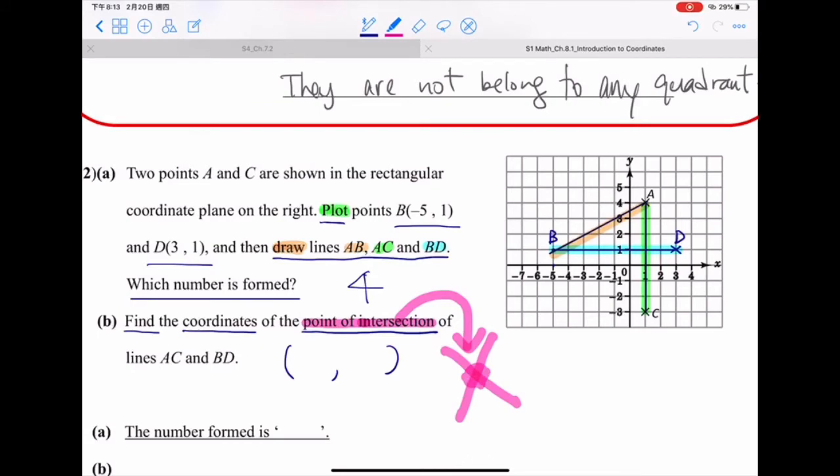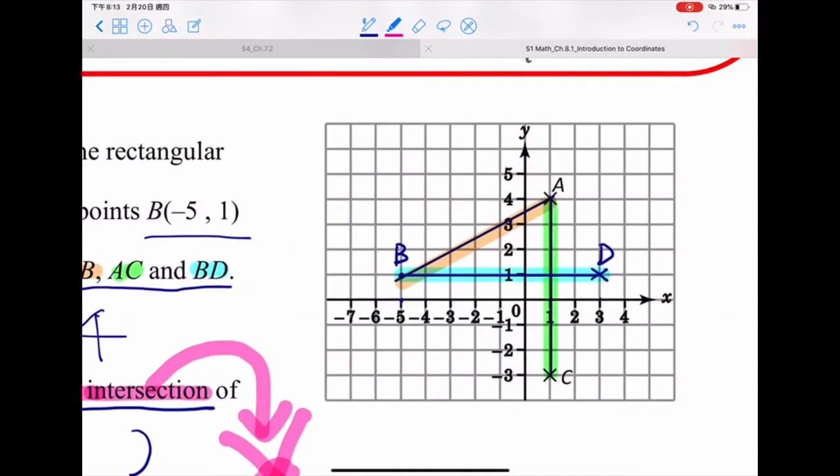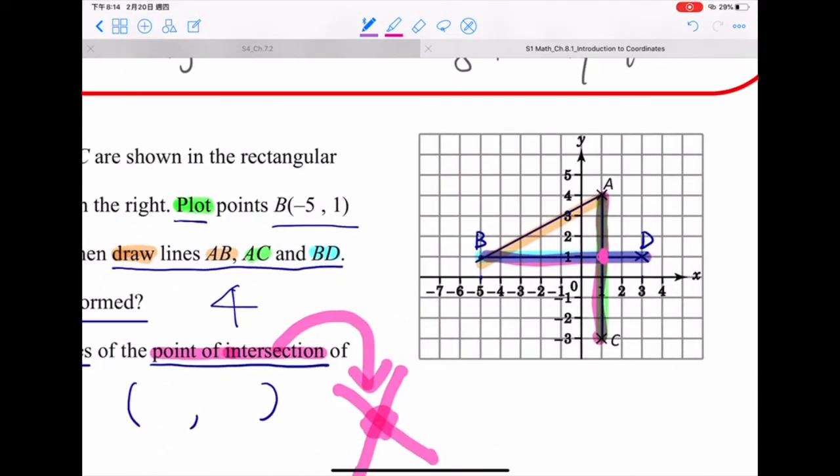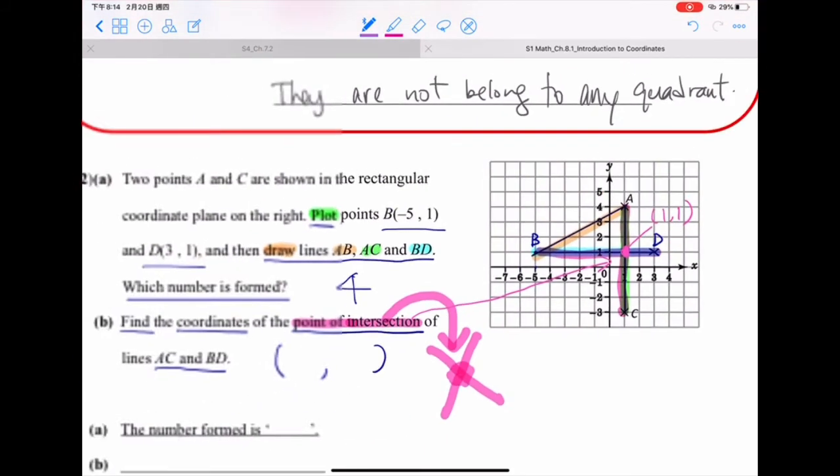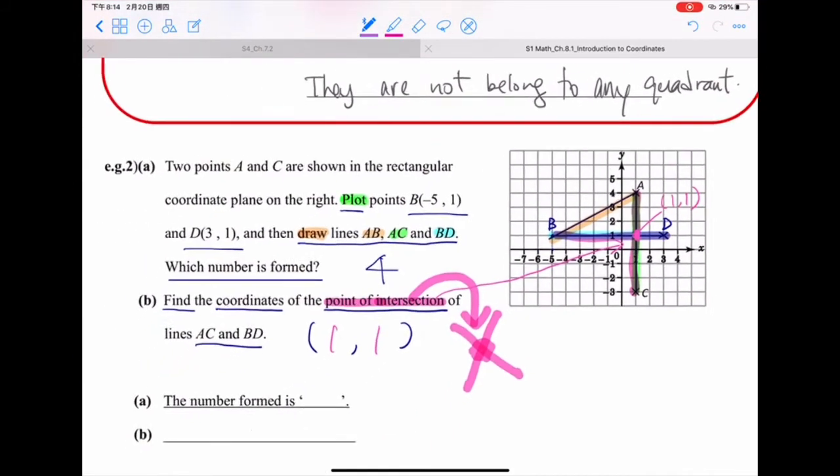So let's see what the two lines are that are asked for. AC and BD. AC is here, BD is here. So that means the point is the middle one. The middle one is this one. The point of intersection. So let's see, this is 1, 1. So the answer here is 1, 1.